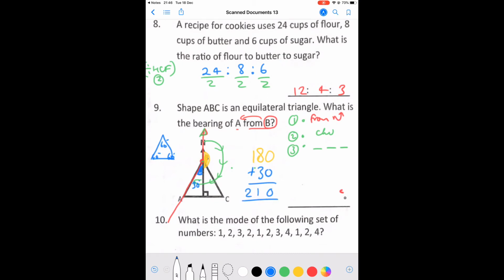So that will give us an angle of 210. And that's our bearing. A bearing has 3 digits, measured from north clockwise. Done.